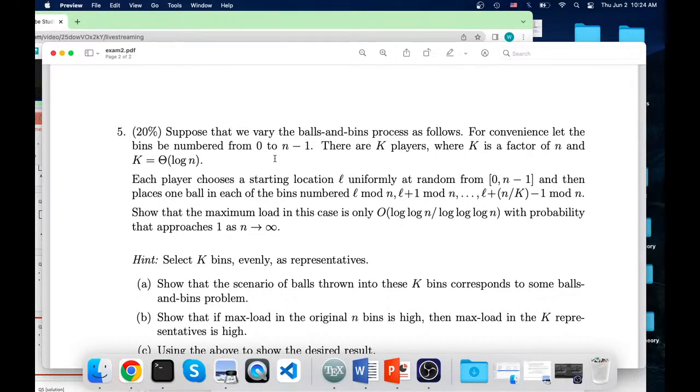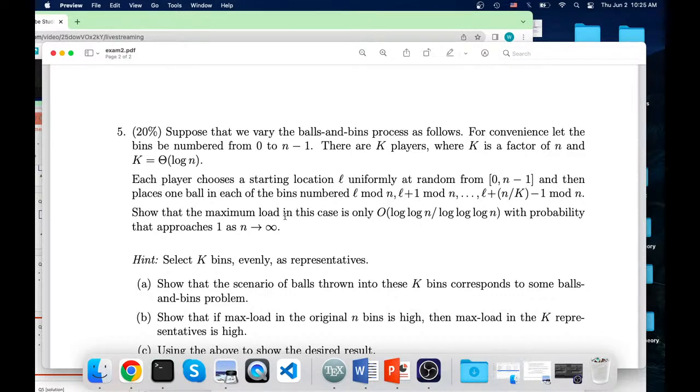have exactly n bins labeled from 0, 1, 2, 3 up to n minus 1. And then there are k players, where k is a factor of n, so we can divide n properly by k. And then k is theta of log n. Each player chooses a location randomly, and then they place one ball in each of the bins from the location L, and then the next location L plus 1, and then the next location L plus 2, and so on and so forth. So we are taking modulo here.